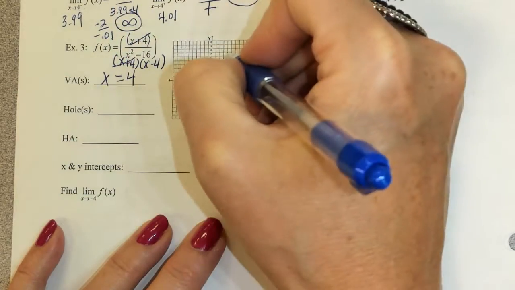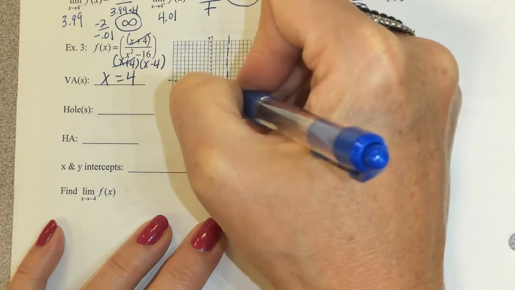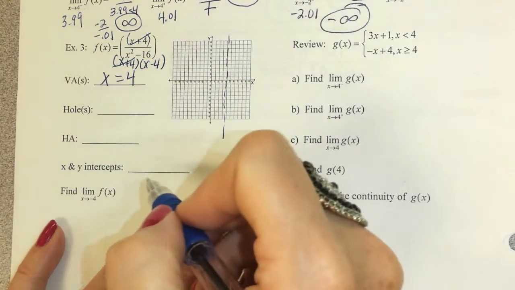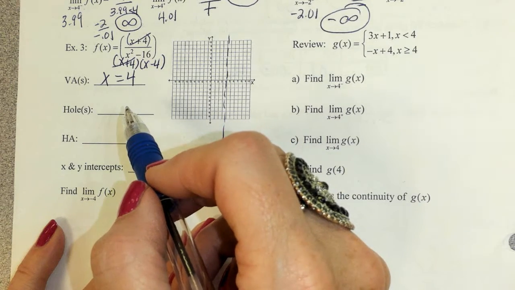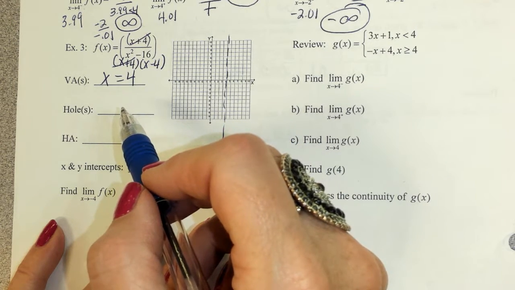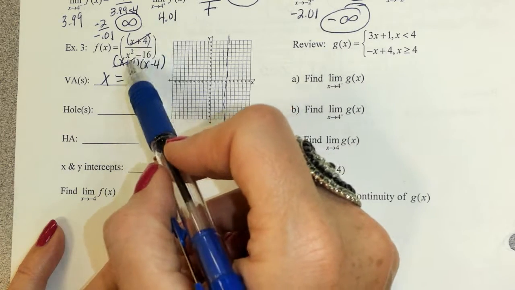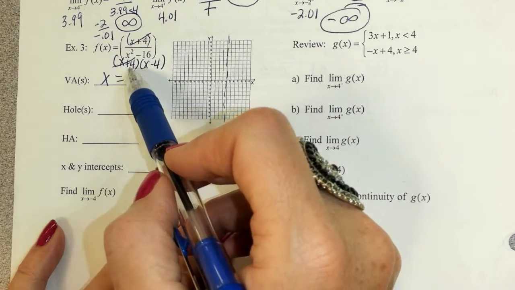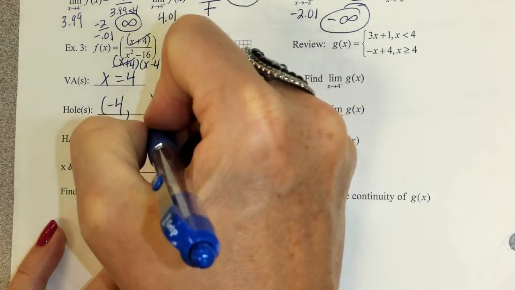Good. Let's go ahead and plot that. Okay, what about holes in the graph? Emily, do we have any holes in the graph? What makes this equal 0? -4. So I'm going to have a hole in the graph at -4.